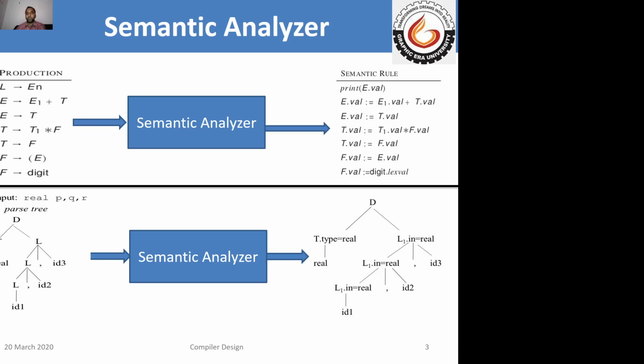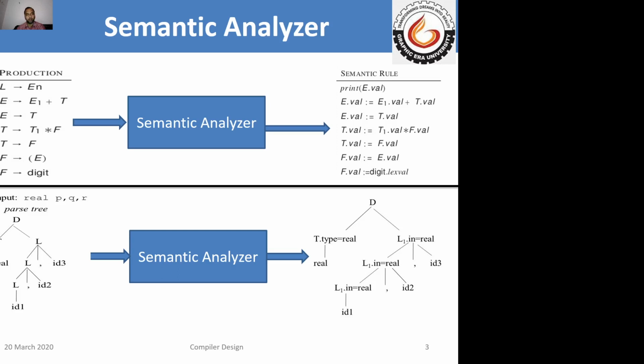Now what will the problem be in this expression? When this production gets converted into a decorated parse tree, it will look like E dot val generates left child E dot val, separated by plus, and right child T dot val. If we see very closely, the left child and the root are the same, which is not feasible, right? So that's why we distinguish the two E's.